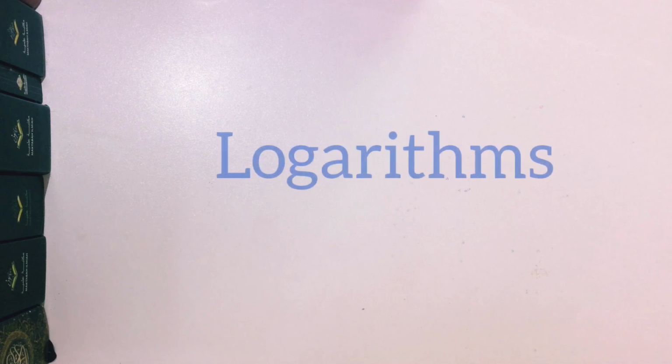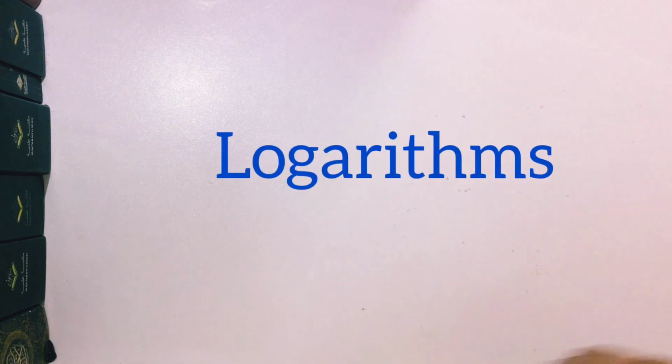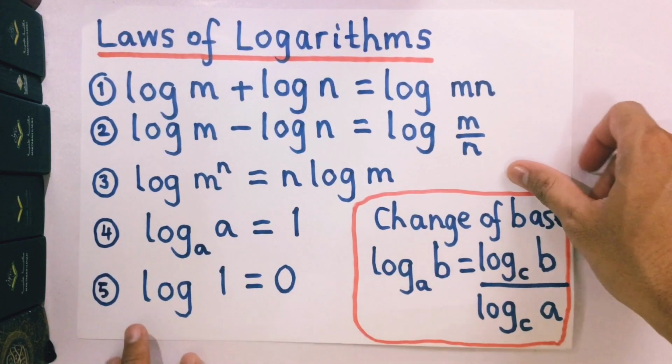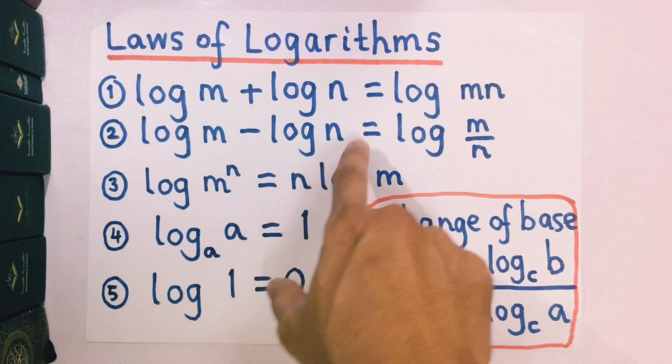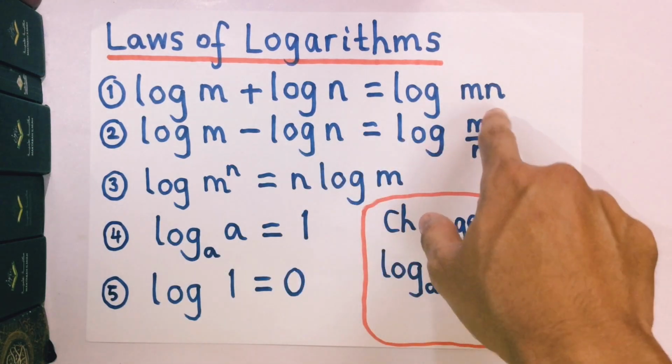For today's lesson, we are going to revise logarithm. So before we proceed with the revision, I'm going to recap to you the laws of logarithms and the change of base formula. The first law states that log m plus log n will be equals to log m times n. Example, if you have log 5 plus log 3, you will have log 5 times 3, which is log 15. Second, when you have minus, so log m minus log n, it will be equals to log m divided by n.